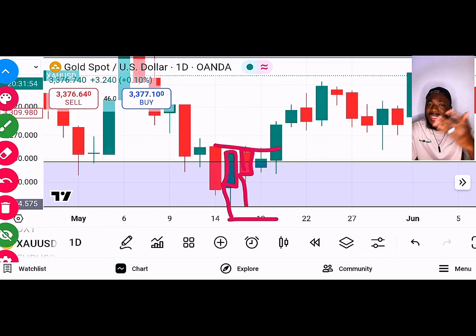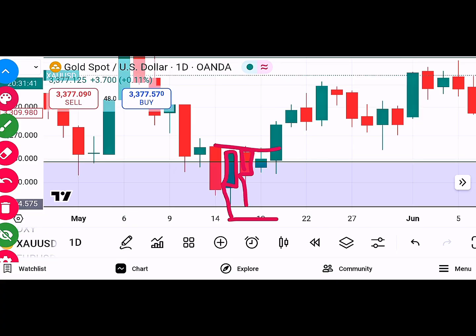This is how you read candlesticks. Just understand how the wick is formed. That wick is a rejection. Understand indecision, understand the body of the candle and what it means. Then it will be easy for you to actually read any candlestick at all. So this is for today's video. I said I'm not going to take so much of your time.